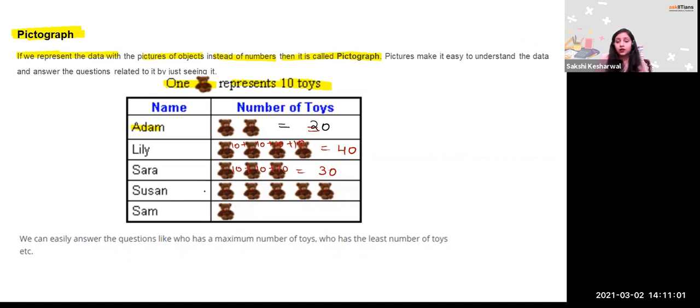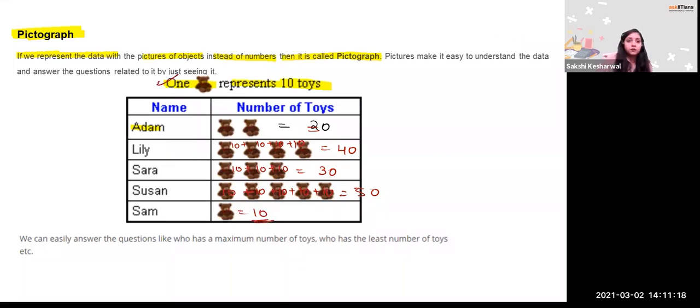Coming to Sarah, it's 10 plus 10 plus 10, which is equal to what? 30, right? Now coming to Susan, it's 10 plus 10 plus 10 plus 10 plus 10. How many is she liking? 5. That's 50. Coming to Sam, Sam has the least number of teddies, which is equal to what? 10. This is how the pictograph looks, right?